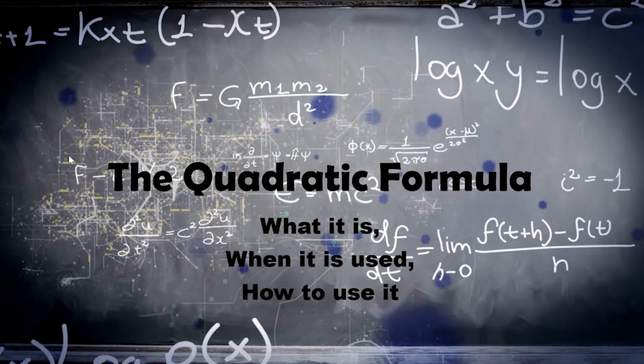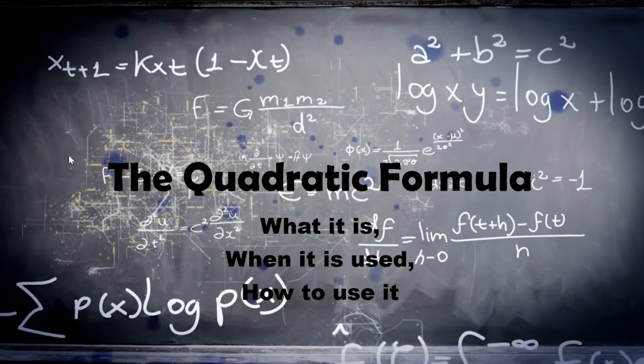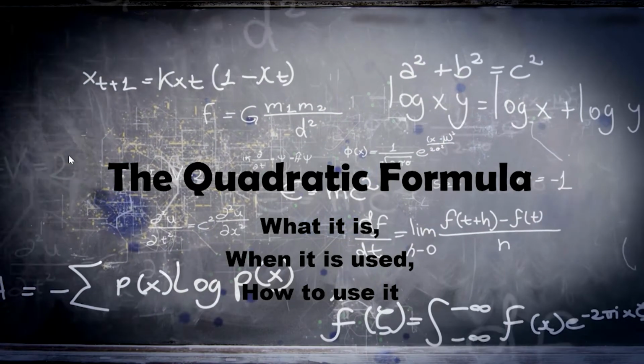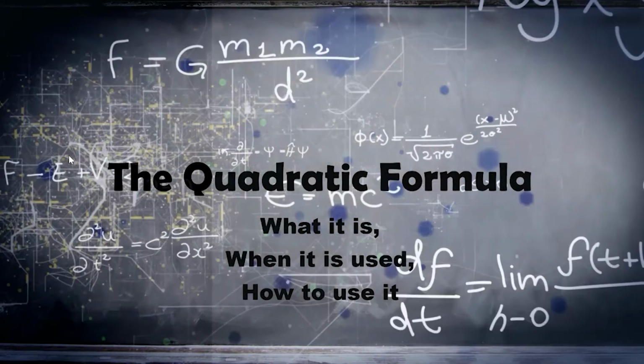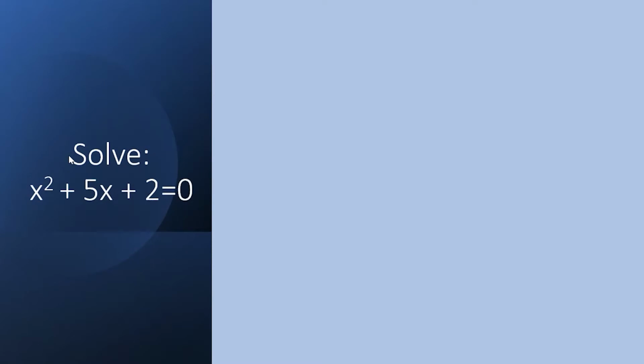Welcome to the quadratic formula, what it is, when it is used, and how to use it. Let's consider this equation. X squared plus 5x plus 2 equals 0. This is a quadratic equation. We can tell because the largest exponent is 2.